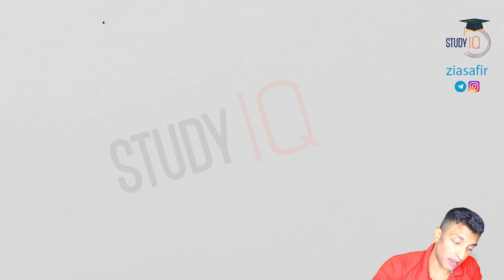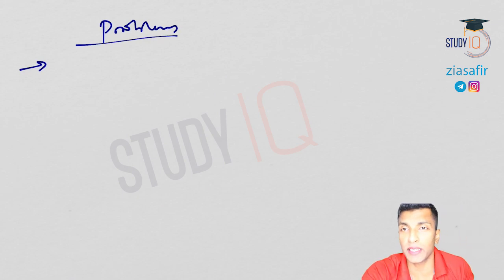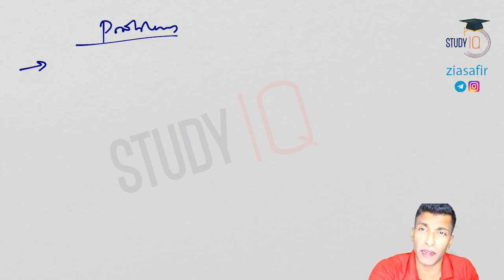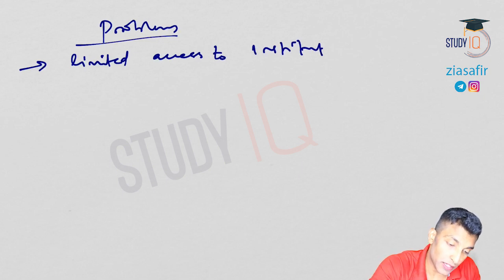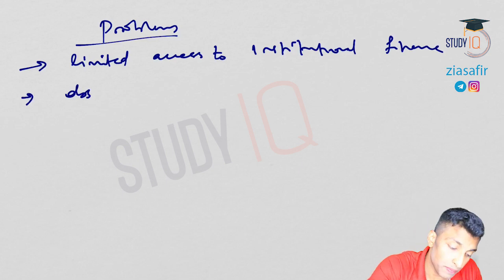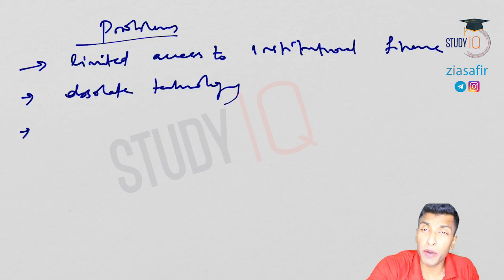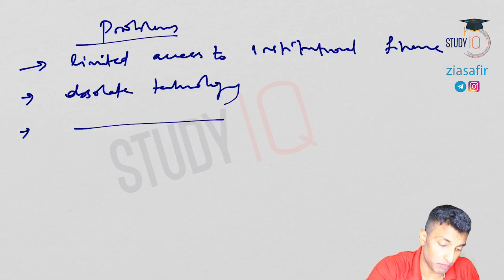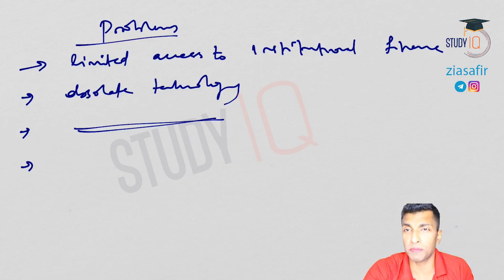Then what are the problems? So the problems are limited access to institutional finance, right? Institutional finance is actually a big problem. It is very difficult to get loans, but now there are various schemes for this. But otherwise, in general, if you write: limited access to institutional finance, obsolete technology, non-professional entrepreneurship and management, that you can write here.